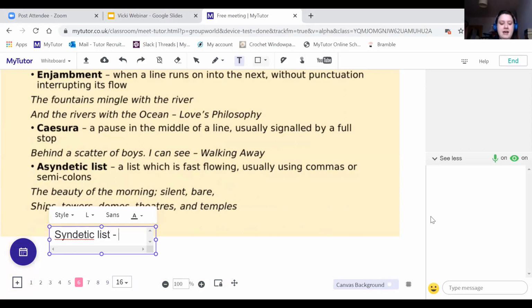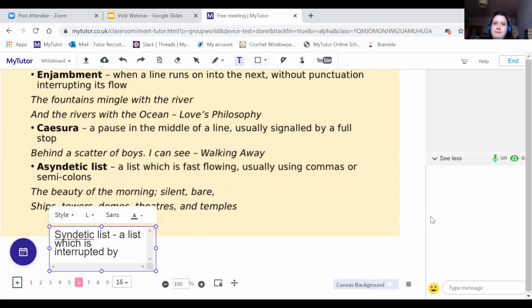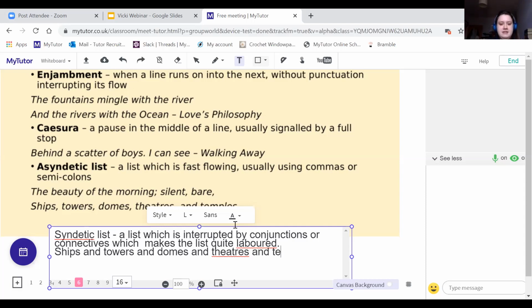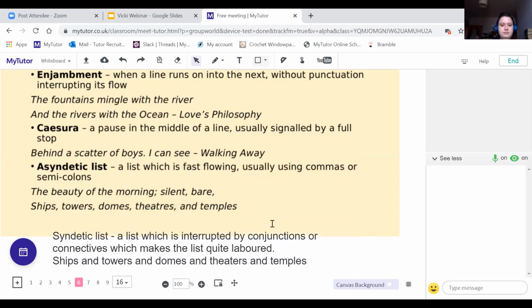A syndetic list is a list which is interrupted by conjunctions or connectives, whatever you want to call them, which makes the list quite laboured. So, for example, ships and towers and domes and theatres and temples. That's the American spelling, never mind. Right, so that's the difference between the two.